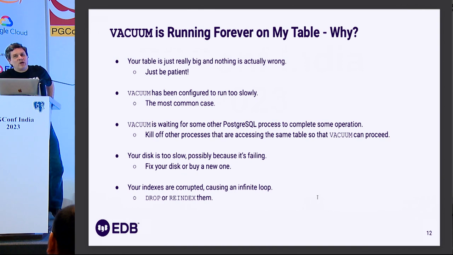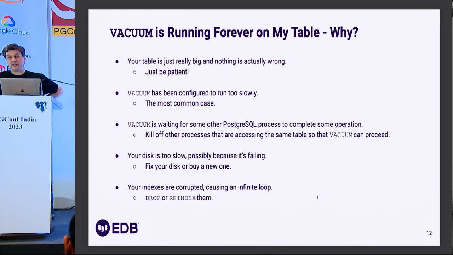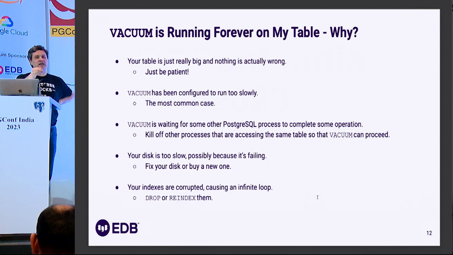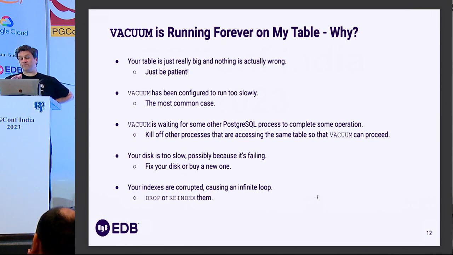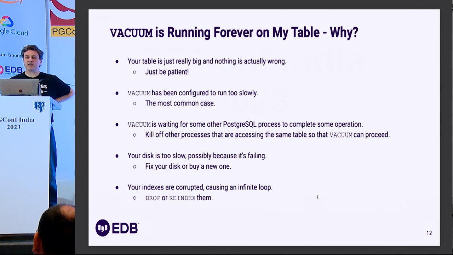The most common reason why this happens is because vacuum has been configured to run too slowly. There's a built-in system which keeps vacuuming from running at a very high rate. It reduces the speed at which vacuum is running to reduce the resource consumption. But if we reduce the resource consumption too much, then actually we don't get enough vacuuming done. This is the single most common reason why this problem of vacuum running forever on a table happens, and I'll talk about it in more detail in a couple of slides.